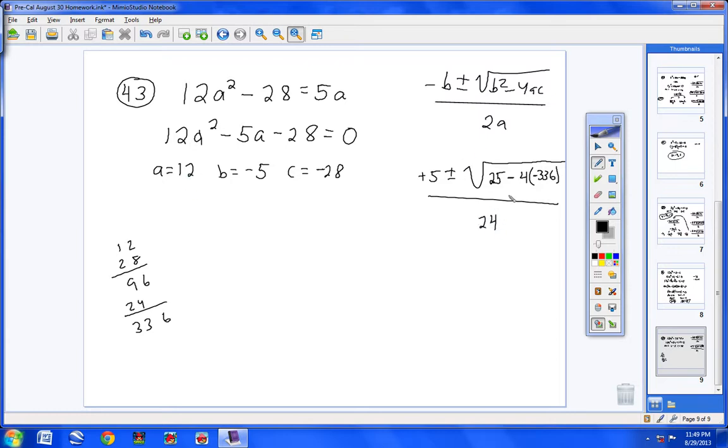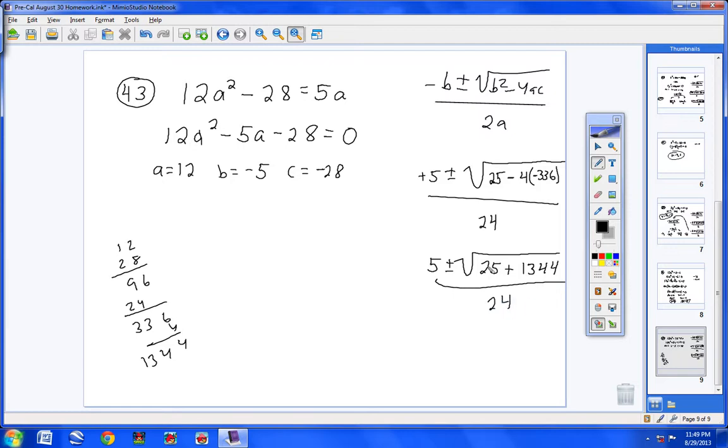All right, now inside your radical here, do not take 25 minus 4. You first do your multiplication, so it would be 5 plus minus the square root of 25. And now we have negative 4 times negative 336, that would be a positive. I'm getting 1344. Hope that's right. I did it quickly. If not, I guess we'll find out later. 1344. All of that is over 24.